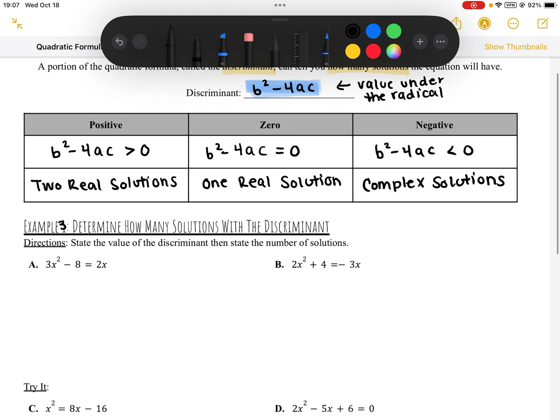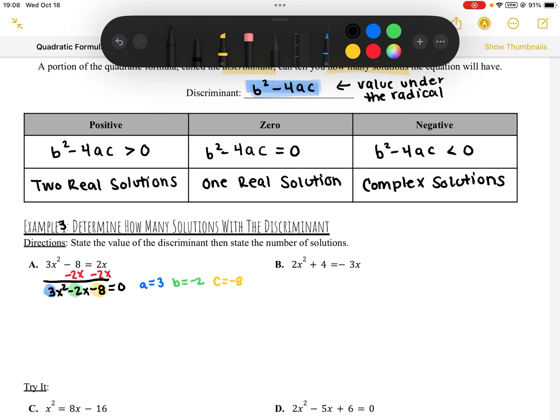Starting with a, I have 3x squared minus 8 equals 2x. To get it in standard form, I'm going to subtract 2x from both sides. So I get 3x squared minus 2x minus 8 equals 0. Now I'm going to identify my a, b, and c. a is equal to 3, b is equal to negative 2, and c is equal to negative 8.